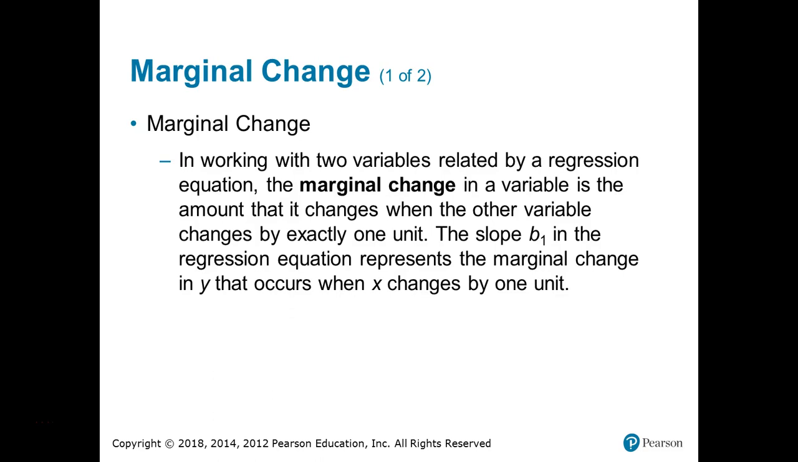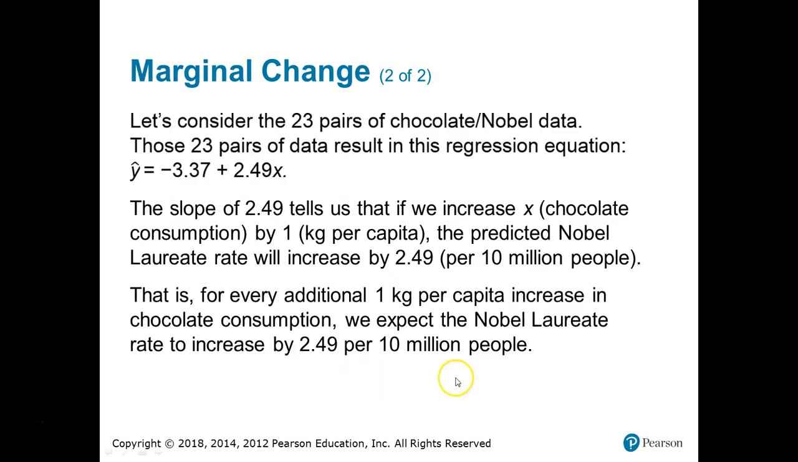Okay, the next idea is the marginal change. The marginal change in a variable is the amount that it changes when the other variable changes by exactly 1 unit. That's basically just the slope. Let's look at the equation over here. If x is 1, you get your y value. If x is 2, you get your revised y value. So how much is it going to go up? It's going to go up by 2.49 each time. So the slope of 2.49 tells us that if we increase x by 1 each time, the predicted value will increase by 2.49.